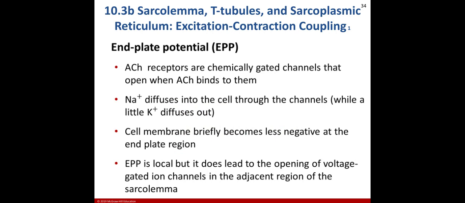So what is this end plate potential all about? Well, acetylcholine receptors are chemically gated channels, and they're only going to open if acetylcholine binds to them. Sodium will move into the cell through the channels, and the potassium will come out. When that happens, the membrane is going to become less negative at the end plate region. And while the end plate is local, it does lead to the opening down the line. So we're essentially moving that charge down the length of the cell because of the opening of those channels and the diffusion of sodium through the channels into the cell with a little bit of potassium going out. We're making an exchange of ions to move down the cell.